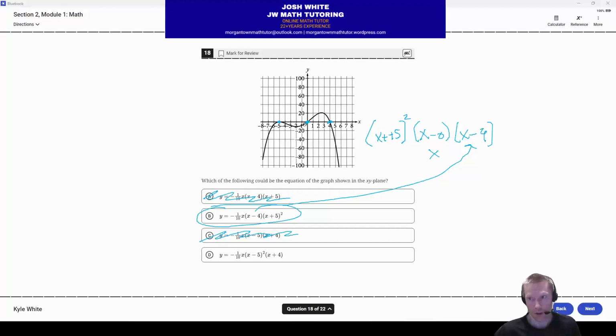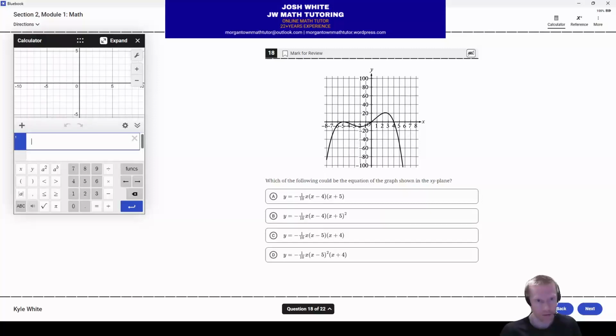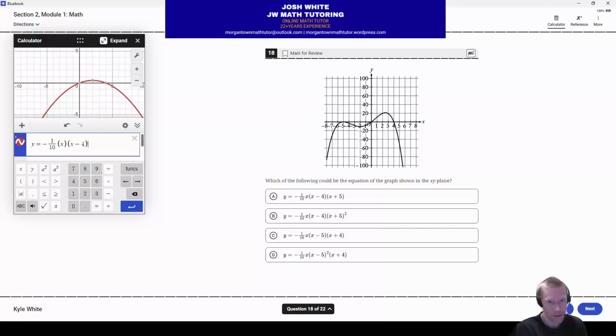Now, just to show you, obviously you could also just graph this one out as well. Let me just clear the screen here. So you could just go through the answer choices. Okay, so this is the first answer choice. Notice, does this match the graphic on the screen? Obviously not. Now for the second one, all you have to do is add the squared.